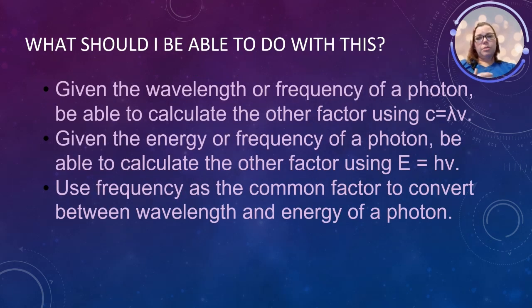Okay, so what should I be able to do with this? Well, first of all, given the wavelength or frequency of a photon, be able to calculate the other factor using c equals lambda nu. Given the energy or frequency of a photon, be able to calculate the other factor using E equals h nu, and then use frequency as the common factor to convert between wavelength and energy of a photon. So generally, this happens in terms of calculations.